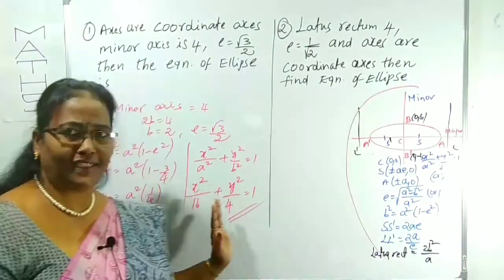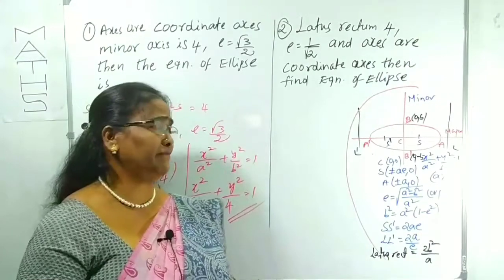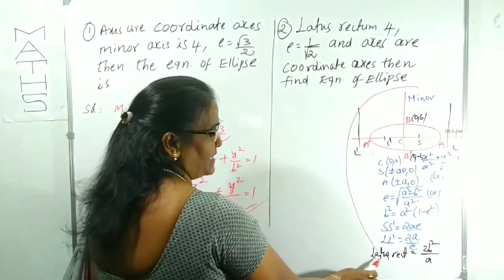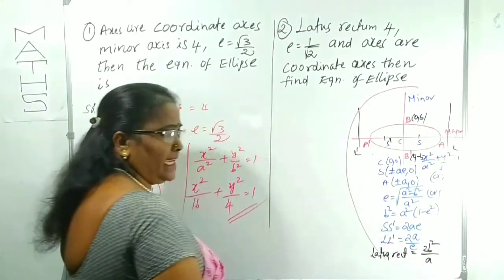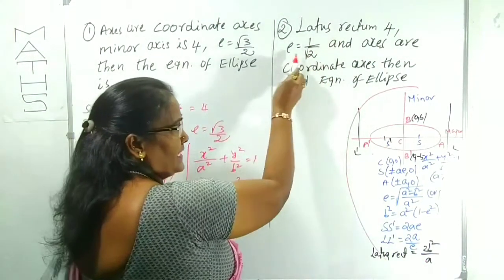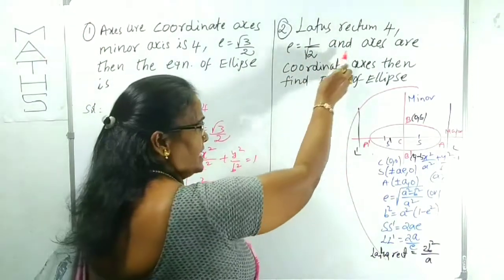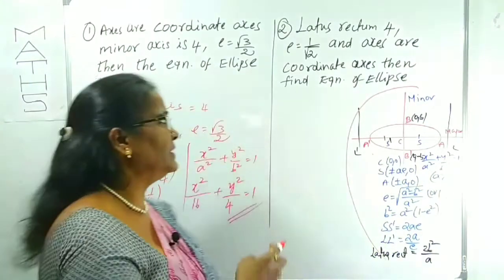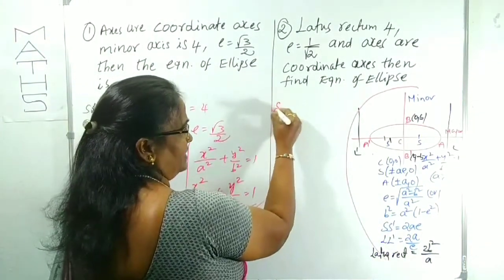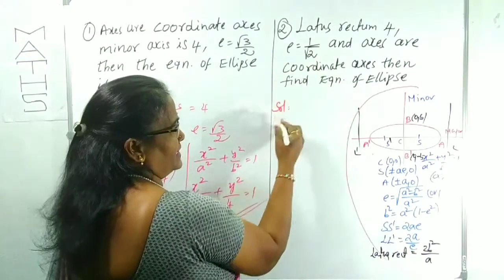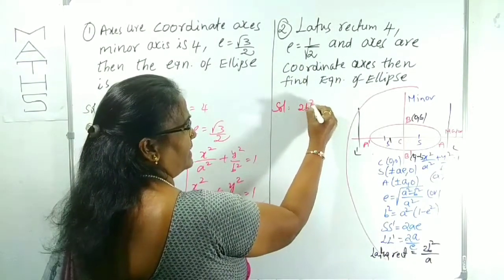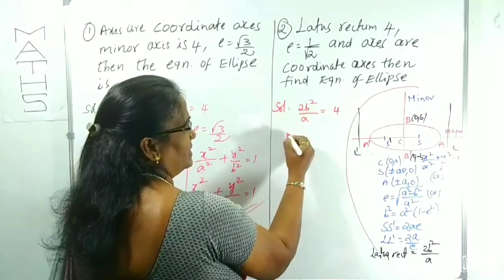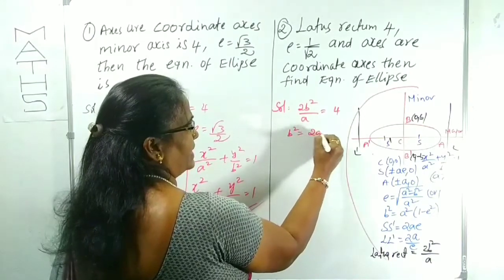Is it clear? Now look at question number 2. What is the given data? Latus rectum is given as 4. The latus rectum is 2b square by a, which is given as 4, and the eccentricity is given as 1 by root 2, and the axes are coordinate axes, meaning simply the a greater than b case. Find the equation of the ellipse. The given content you can write as 2b square by a is 4, right? 2 cancels, so b square is equal to 2a.